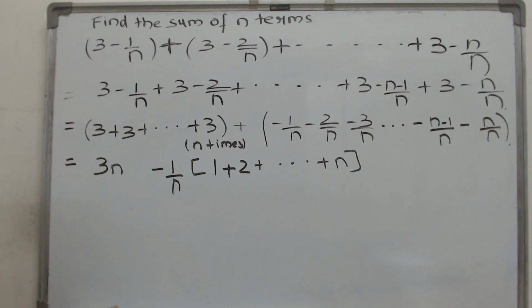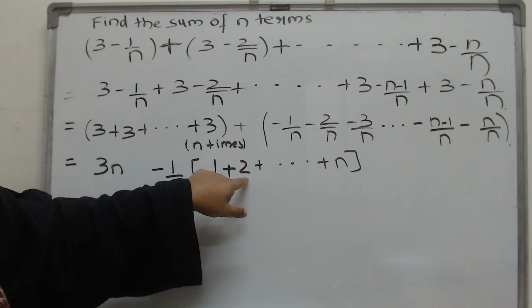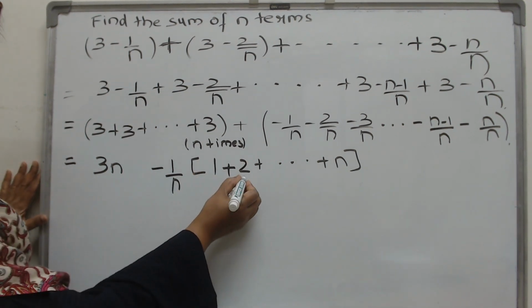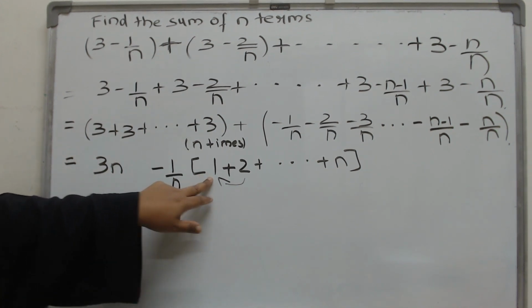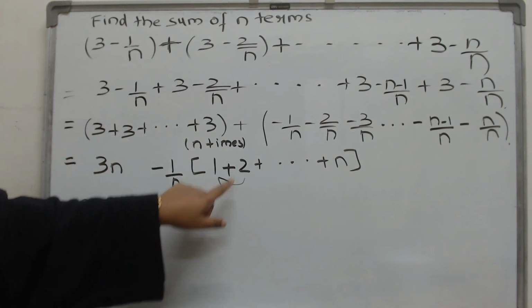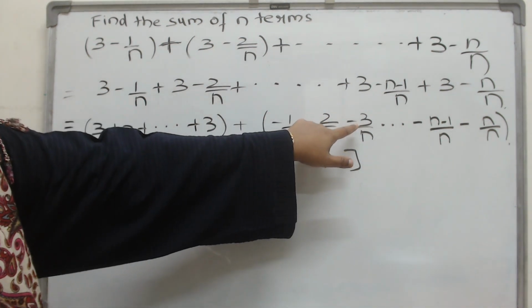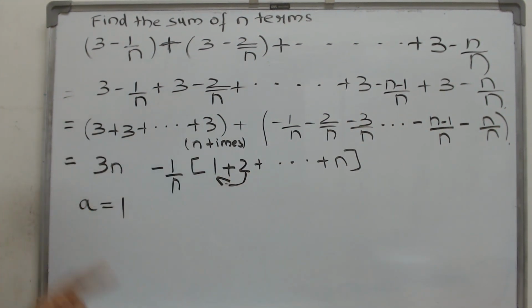Now what is an arithmetic progression? It is a sequence of numbers where you take any term, subtract its predecessor from it, and you will get the common difference. So what is the first term here? The first term is 1. What is the common difference here? Any number you take and subtract its predecessor from it, you will get 1. So the common difference is 1.